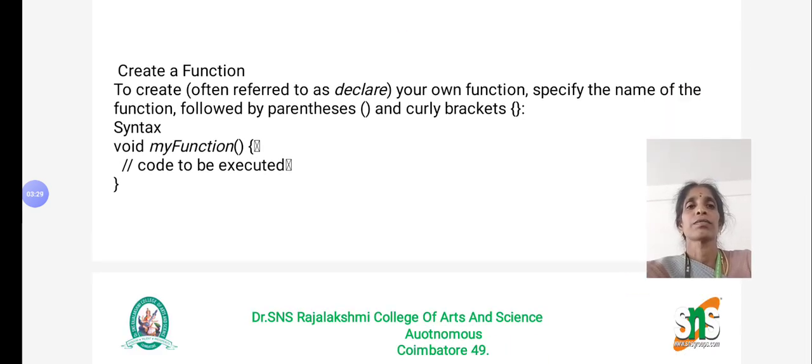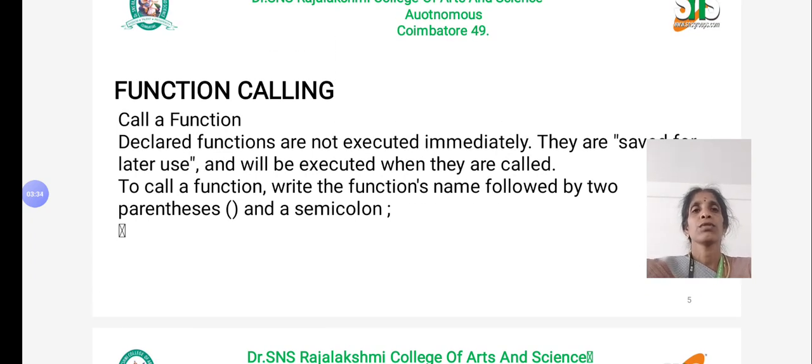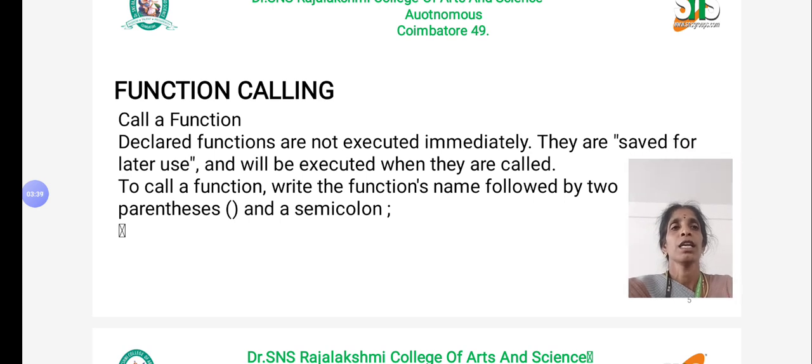Next is function calling. To invoke a function definition, we have to call the function with the help of its name. A declared function is not executed until we call it. For that we use function calling. Function calling can be of various types, either call by value or call by reference. By using these two methods, we can call a function and invoke the code under that function. The function calling statement should be ended with a semicolon.